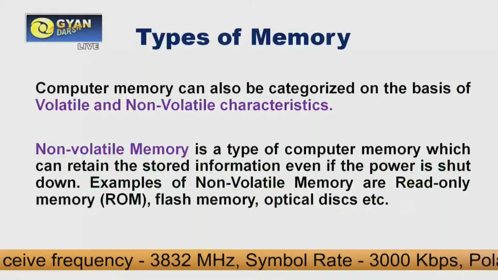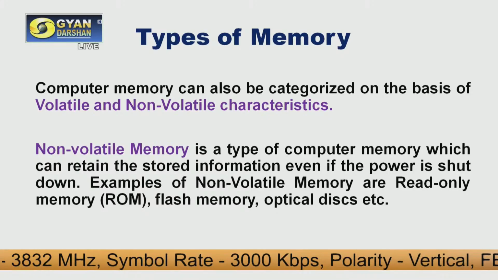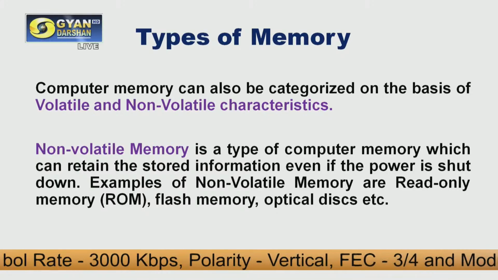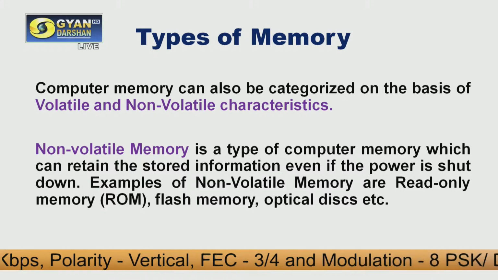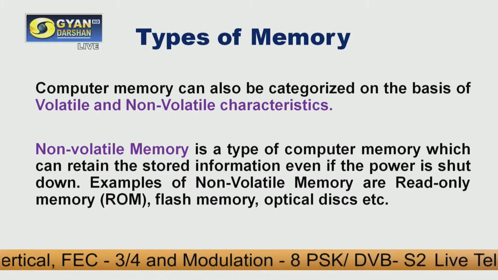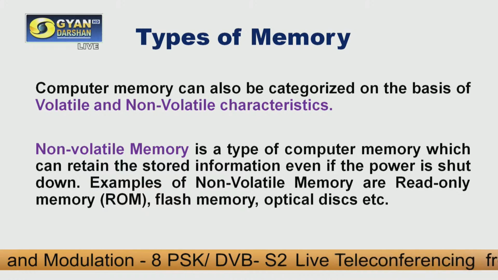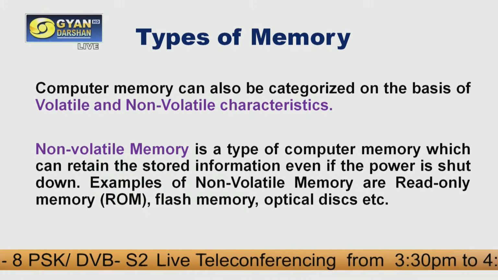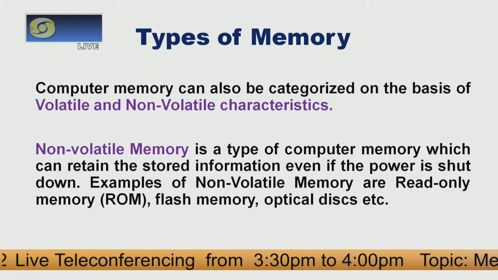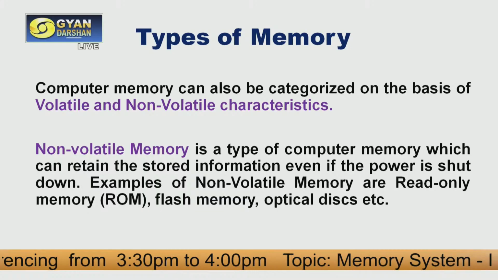So some amount of data is required to be stored in the memory even after the computer is shut down. That's why we need volatile memories and non-volatile memories. Based on the retention of the data, we classify the memories into two categories, volatile memory and non-volatile memory. A non-volatile memory is a type of computer memory which can retain the stored information even after the computer is shut down. An example of non-volatile memory is read-only memory.